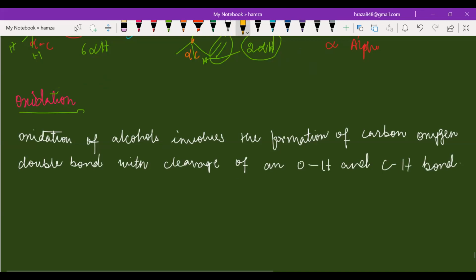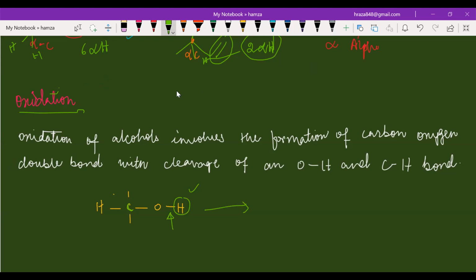So see, first you are going to focus there, and then you are going to write it. It's very easy. If you have any alcohol, it is like this, and there is hydrogen. So in order to oxidize this alcohol, this OH bond will be broken. That means H will be eliminated, and a hydrogen will be connected to this carbon.